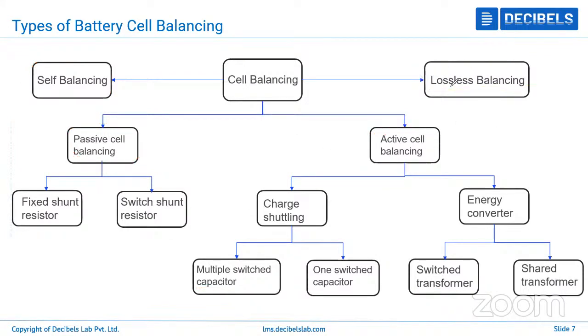So these are some of the commonly used methods. We'll be discussing passive balancing with switched shunt resistors, active balancing with capacitor and transformer, lossless balancing, and we'll also discuss another type of balancing which has been recently implemented. It's called dynamic balancing. So with this, let's progress to the next part.